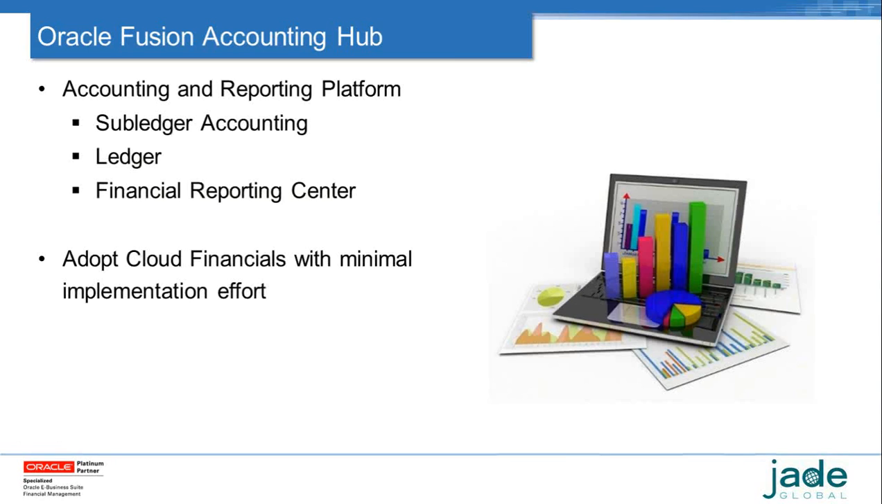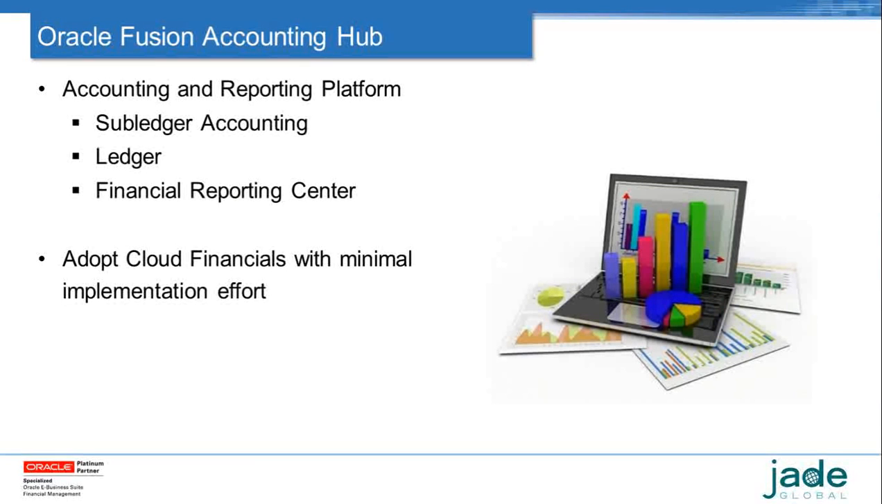All right. So what is Fusion Accounting Hub, Oracle Fusion Accounting Hub? Oracle Fusion Accounting Hub is an accounting integration and reporting platform that includes the following products. What you see here is subledger accounting, ledger, and financial reporting center.